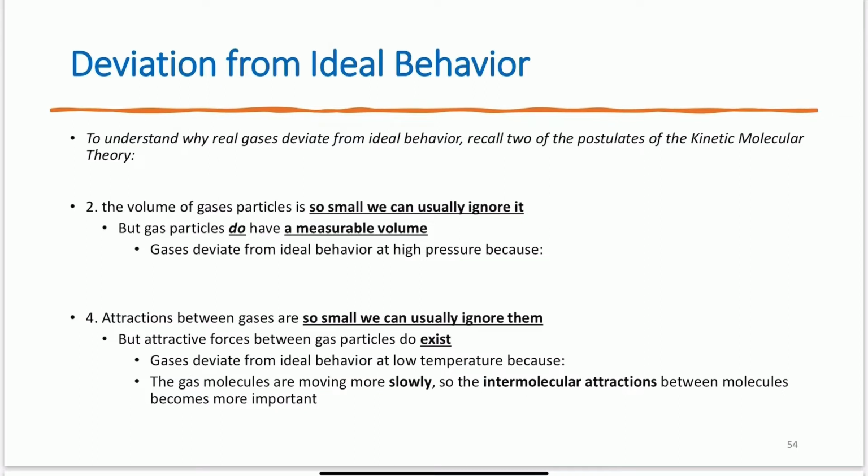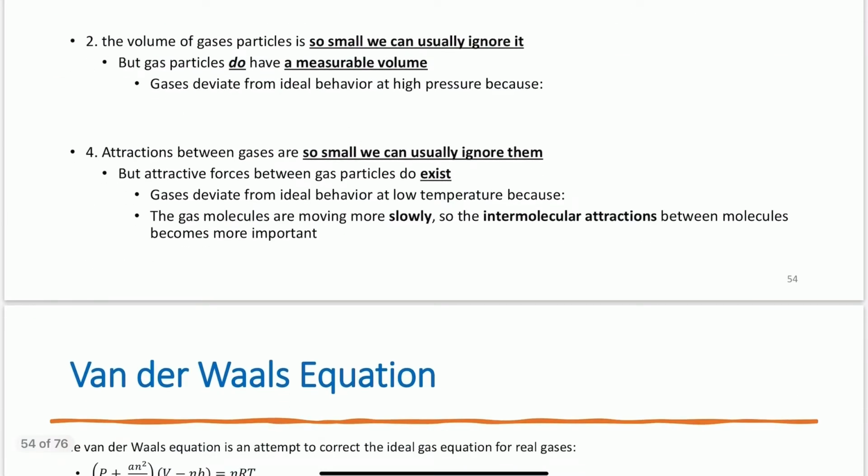That is true. We can usually ignore it. The thing is, gas particles do have an actual measurable volume. So they can deviate based on this actual volume. Gases deviate from ideal behavior at high pressure because at the high pressure, the volume of the molecules matters. The molecules become so close to each other, we can't ignore their volume anymore.